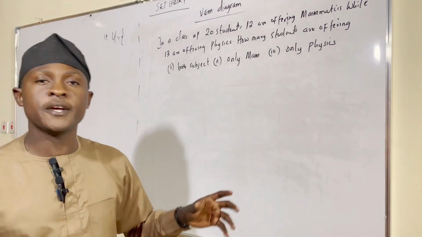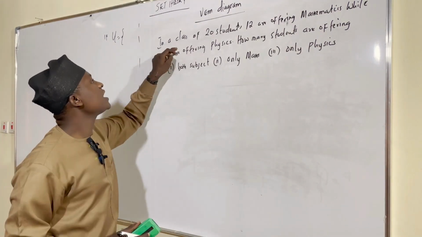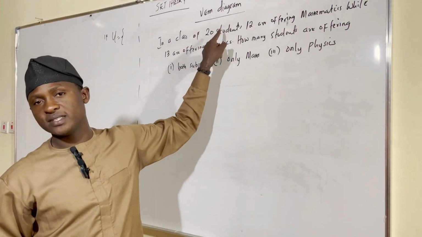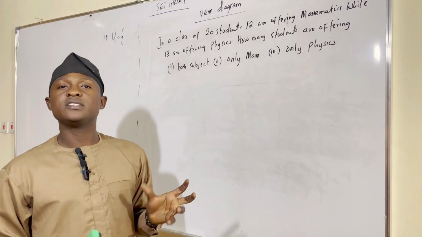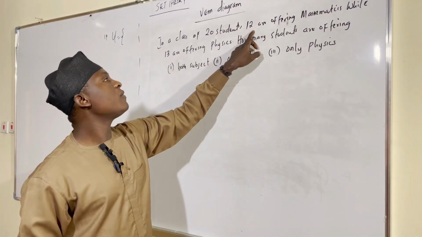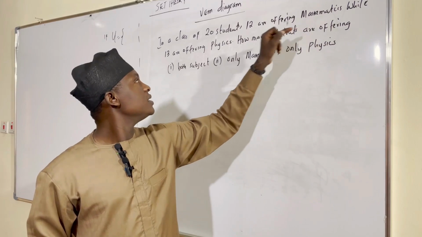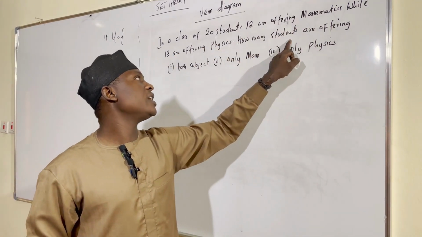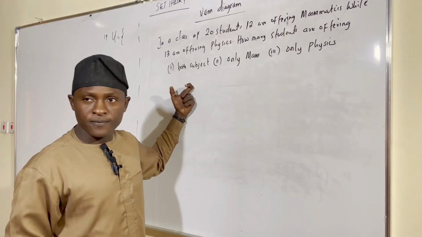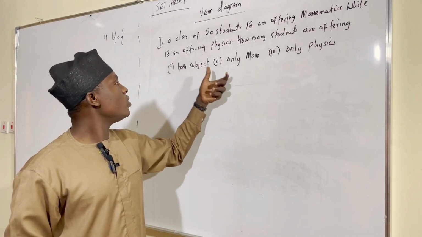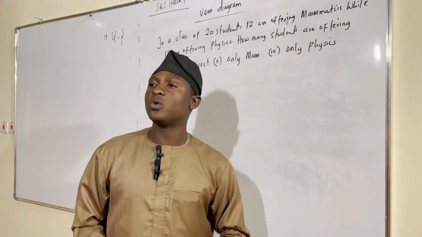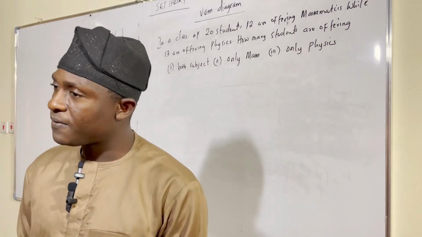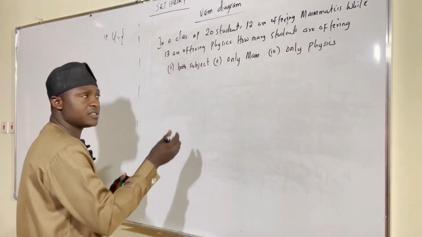Now, if you look at this one here, they said in a class of 20 students, that is the total number of the class is 20, 12 are offering mathematics, while 13 are offering physics. How many students are offering both subjects, only mathematics and as well as only physics? I will just find it one after the other. Let's get the data.